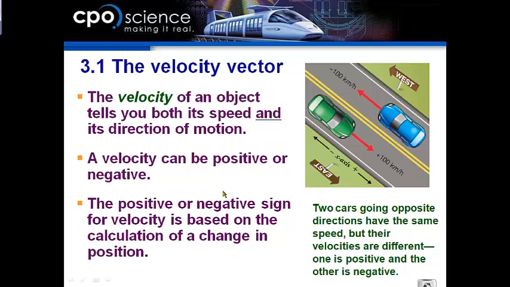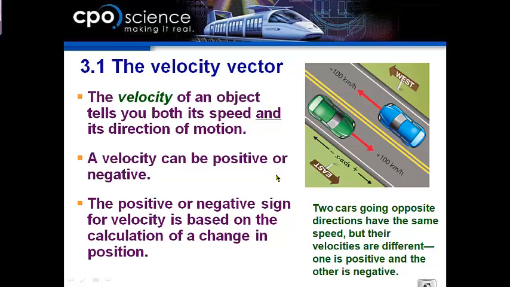So what is velocity? Velocity is the speed something is going, but in a certain direction. Whereas speed has nothing to do with what direction you're going in, nobody cares what direction you're going in, velocity is speed in a particular direction. So you can have a positive or a negative velocity, depending on what direction you're going in.